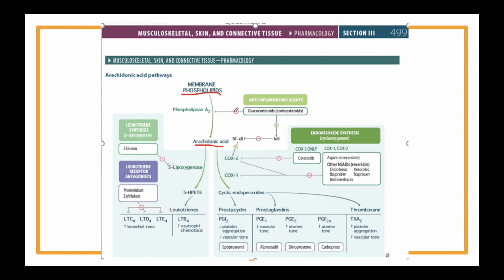Hopefully you can see on the bottom left that leukotriene C4, D4, and E4 are all bronchoconstrictors. They increase the bronchial tone. Leukotriene B4 has to do with neutrophil chemotaxis, so not as much of a role here. Some of the other answer choices: prostacyclin, you can see that has to do with decreasing platelet aggregation and decreasing vascular tone, not what's going on here. And then prostaglandin E2 has to do more with uterine tone.